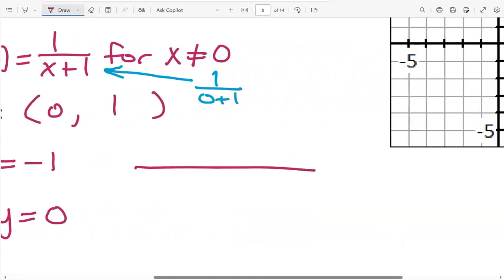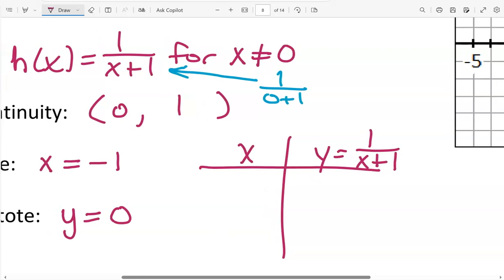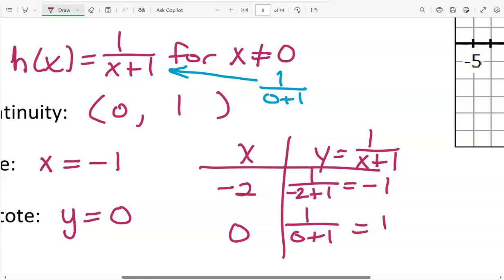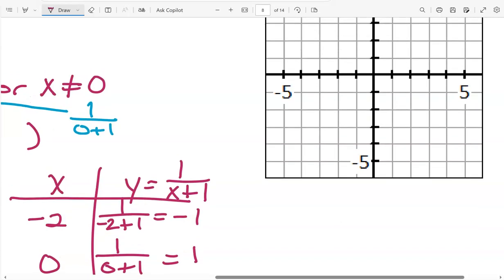Now let's create a table of values for that simplified form. And our y value is 1 over x plus 1. I want to pick a value that's on either side of that vertical asymptote, x equals negative 1. So negative 2 and 0 would be good choices. 1 divided by negative 2 plus 1 is negative 1. 1 divided by 0 plus 1 is 1. So we'll have anchor points at negative 2 comma negative 1 and 0 comma 1.